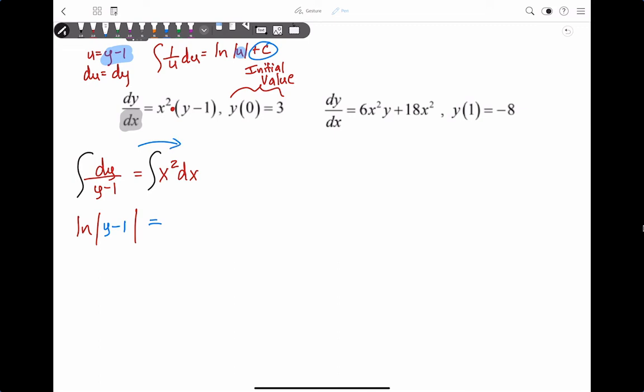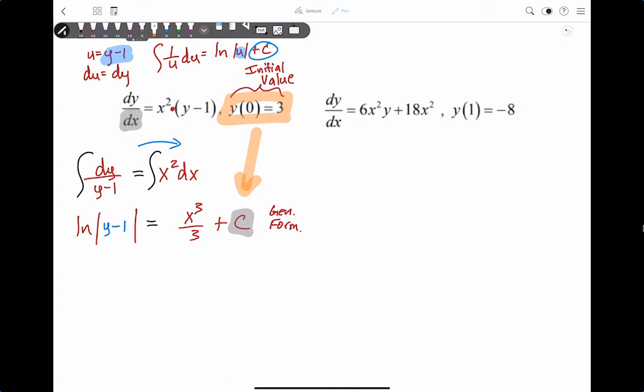Okay, so let me kind of keep this separated with equal signs like this. And then x squared is just a simple reverse power rule, x cubed over 3 plus c. Okay, so this is our general form. Right now, this is our general form because we don't know our constant c yet. Okay, so we'll put general form. Okay, and we will get our particular solution once we use our initial value to help us find the c.